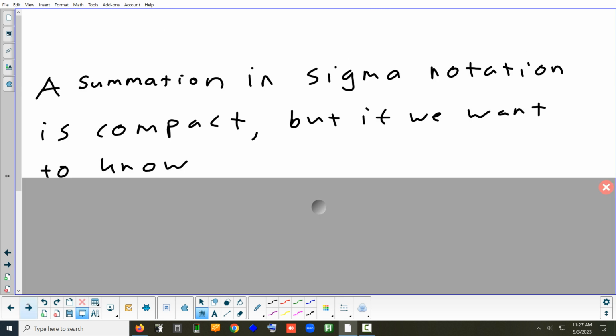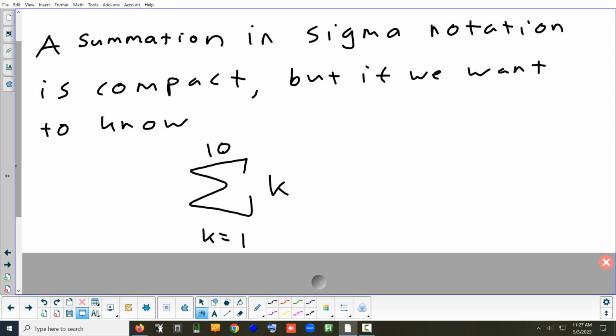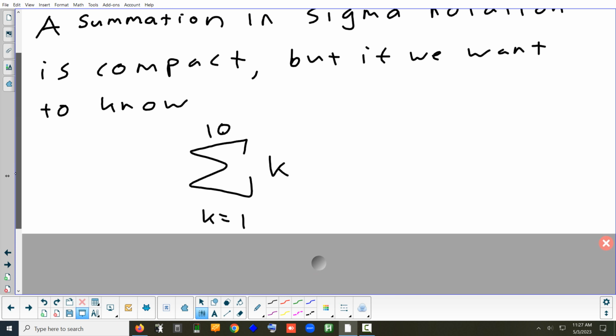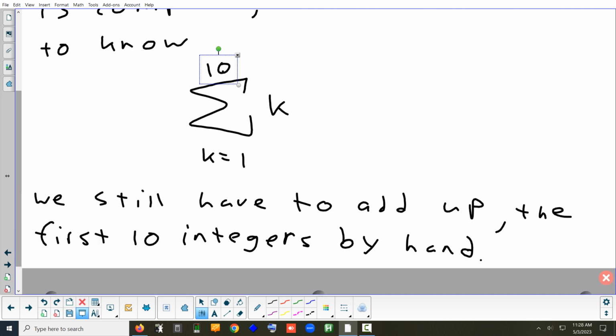Okay, so again, the sigma notation is great, but it doesn't really give you a fast way of doing anything. It just gives you a fast way of writing down what you're thinking. But if I wanted to add up every integer from 1 to 10, I would still have to do 1 plus 2 plus 3 plus 4 plus 5 plus 6 plus 7 plus 8 plus 9 plus 10.